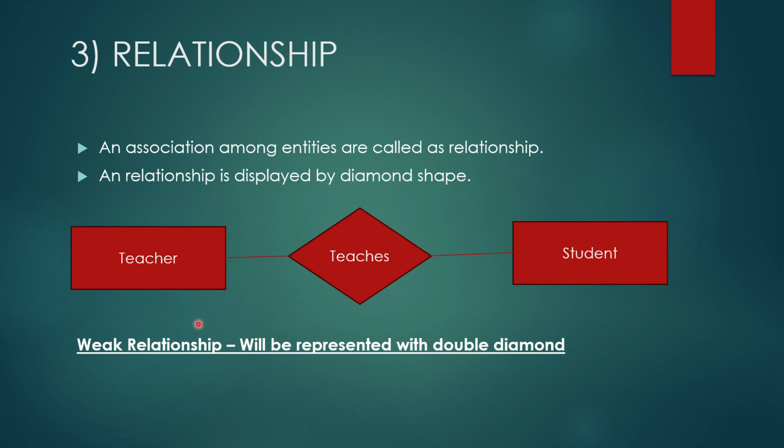A weak relationship will be represented by a double diamond. Here you can see a single diamond, but if you double it, it will be the representation for a weak relationship. I hope you understand till now.